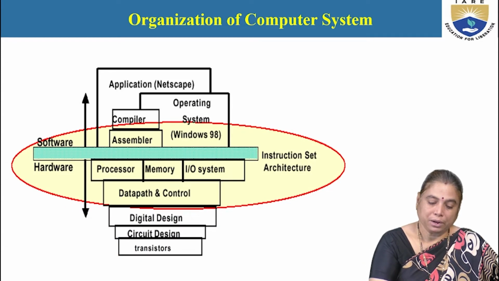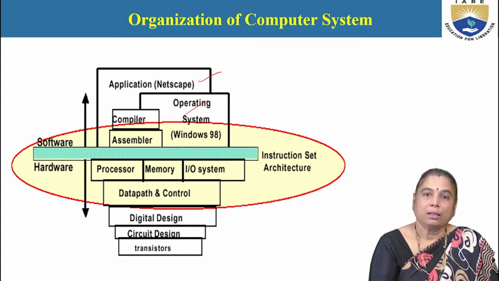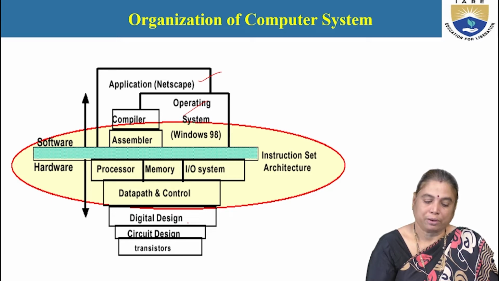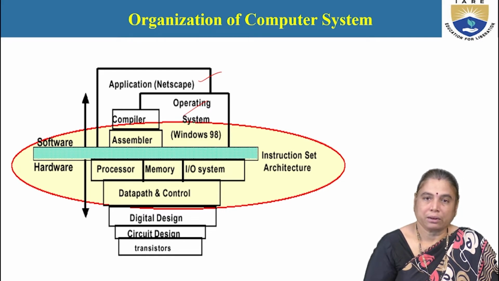Through the application, in this example, the Netscape Navigator is used as an example. By using the operating system, the compiler and assembler can be used to convert the respective language program into machine code. The processor, memory, and IO subsystem have to be used to activate the microarchitecture of the computer with the help of microinstructions, and it can be executed with digital design and circuit design. So between the software and hardware, the instruction set architecture is placed.